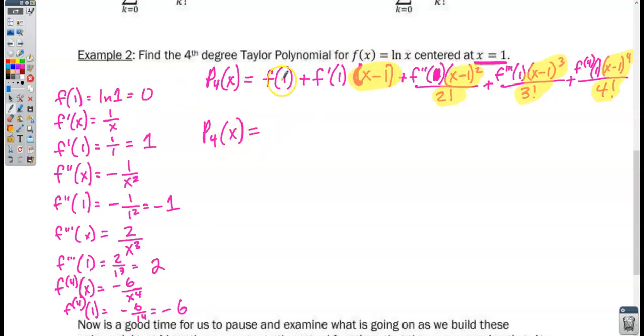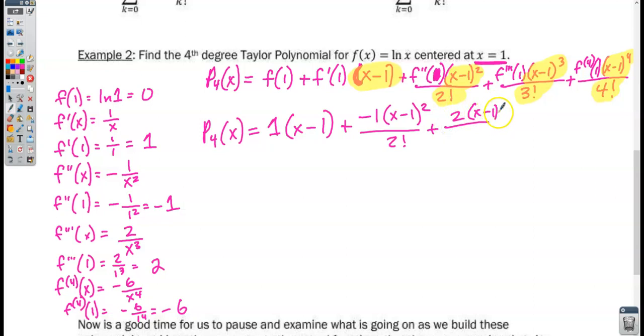f of 1 is 0. f prime of 1 is 1, so this is going to be 1 times x minus 1, plus f double prime of 1, plus f triple prime of 1, plus f fourth prime of 1.